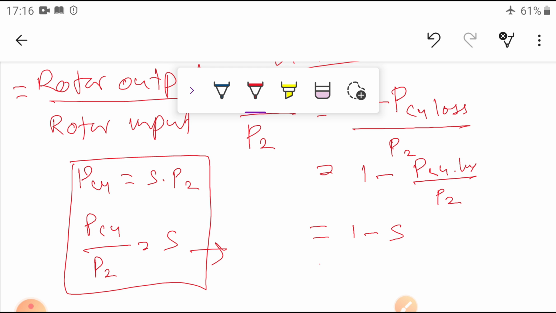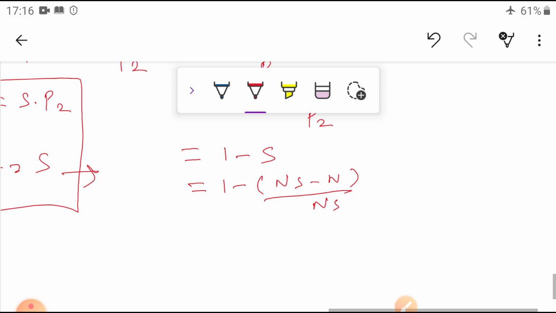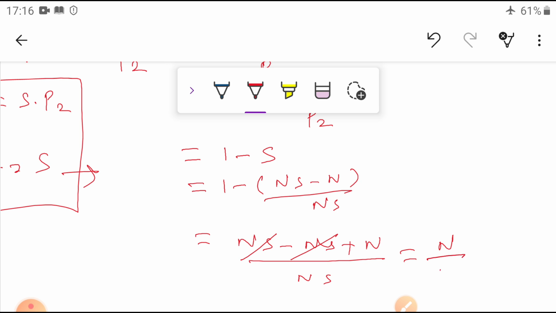So, now what can you write? 1 minus S. S means Ns minus N divided by Ns. Okay, so I want the rotor efficiency in terms of speed. For that purpose, Ns minus Ns plus N divided by Ns. So, this and this get cancelled, then we are going to get N by Ns.